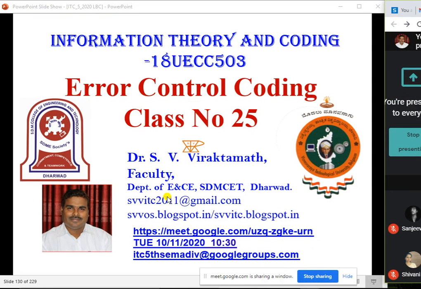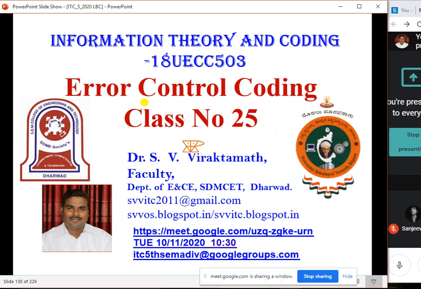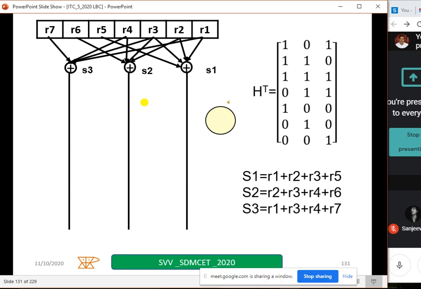In the last class, we were discussing one problem, and up to this, we have discussed S1 equal to R1 plus R2, R3, R5, S2 equal to R2, R3, R4, R6, S3 equal to R1, R3, R4, R7. These are the equations I have taken in the previous class.